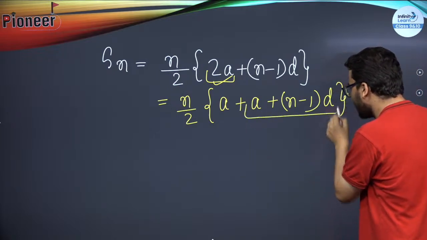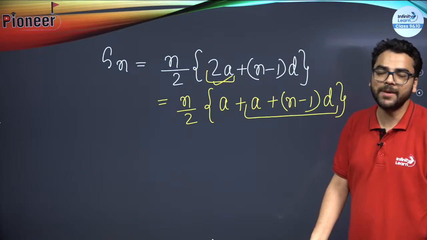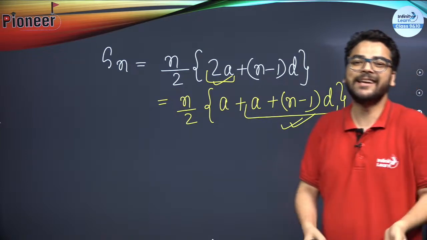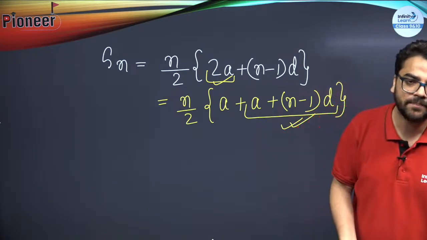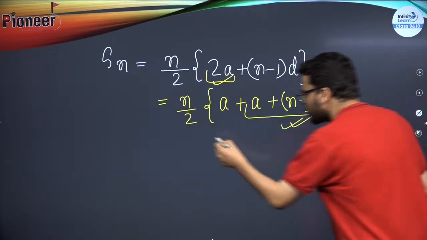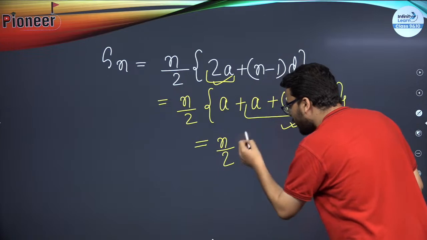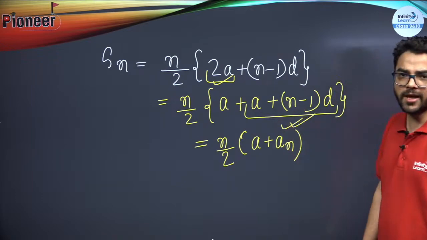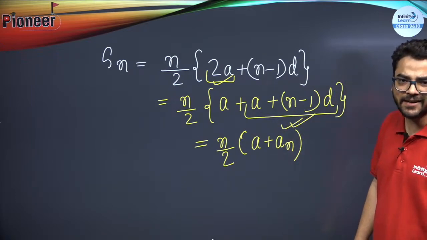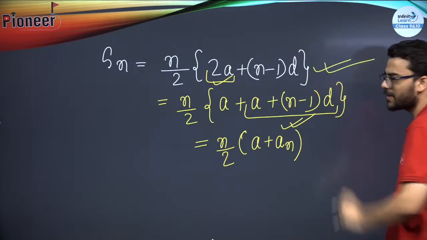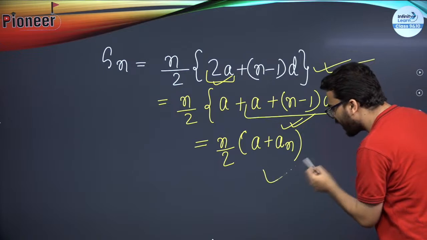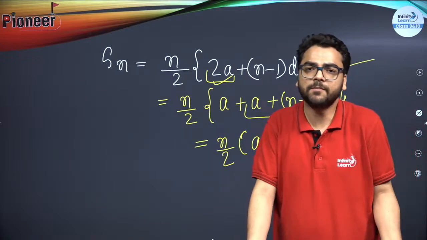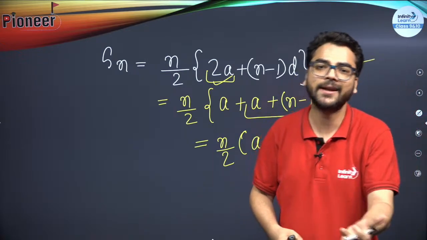So guys, what is a plus n minus 1 into d? If suppose in an AP only n terms are there, then a plus n minus 1 into d means it is an, or you can say the last term if only n terms are there in that AP. So this can also be written like this, n by 2 into a plus an, or L, it depends on the situation. So therefore there are two formulae to find the sum of the first n terms of an AP. One is n by 2 into 2a plus n minus 1 into d, and the other formula is n by 2 into a plus an, or you can write L as well. It depends on the number of terms. If suppose the number of terms in that AP is n only, then an is equal to L.